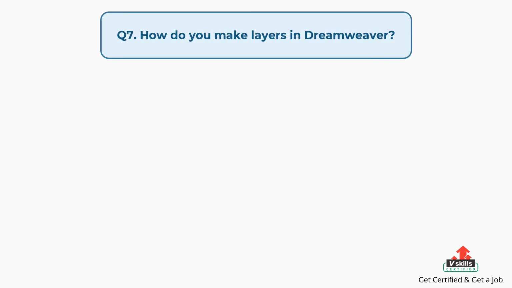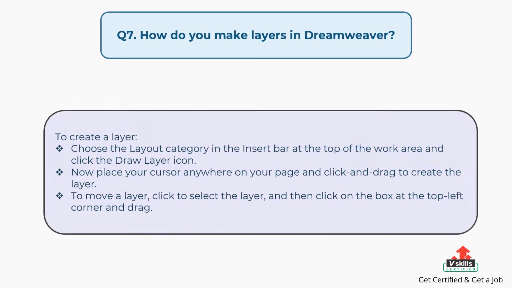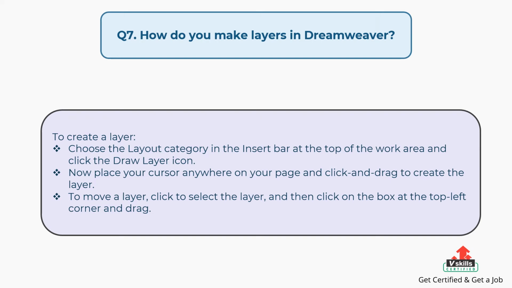Question number 7. How do you make layers in Dreamweaver? The answer is to create a layer, choose the Layout category in the Insert bar at the top of the Work area and click the Draw Layer icon. Now place your cursor anywhere on your page and click and drag to create the layer. To move a layer, click to select the layer, and then click on the box at the top left corner and drag.